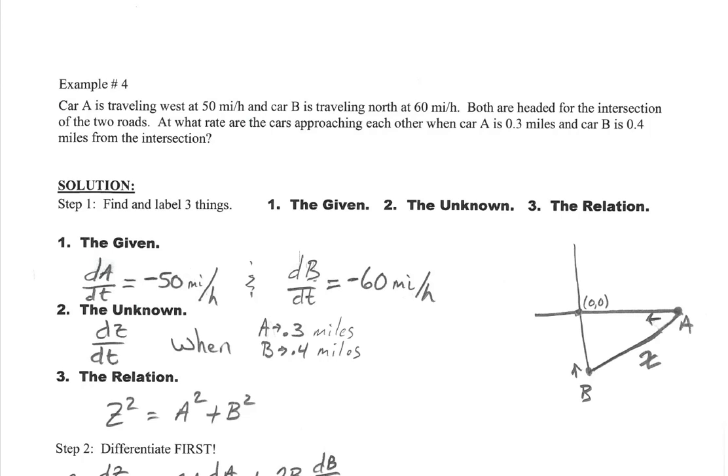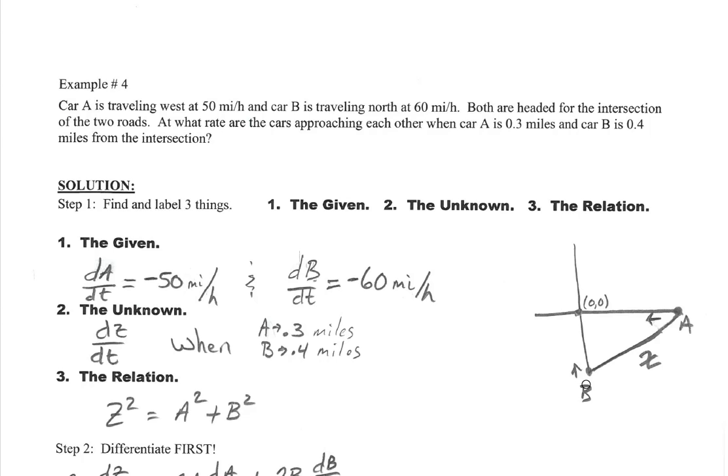Car A is traveling west at 50 miles an hour and car B is traveling north at 60 miles an hour. Both are headed for the intersection of the two roads. At what rate are the cars approaching each other when car A is 0.3 miles and car B is 0.4 miles from the intersection? So I drew this picture.